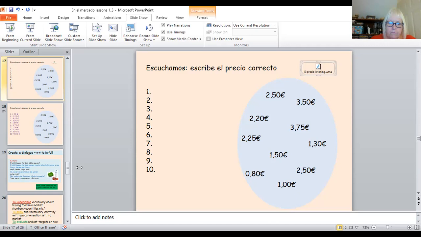Nada más. Gracias. So again, she bought one thing and the price was 80 céntimos. And then there was a conversation about, is there anything else you would like? And no, thank you. We're going to look at that in a second. Now, if you need to go back and listen to those prices again, please do. Otherwise, we'll correct it now.